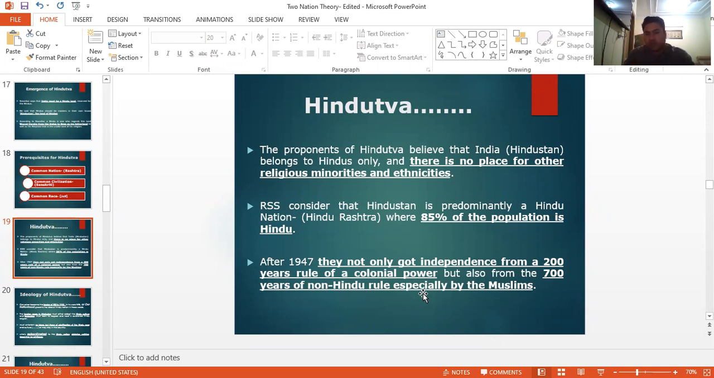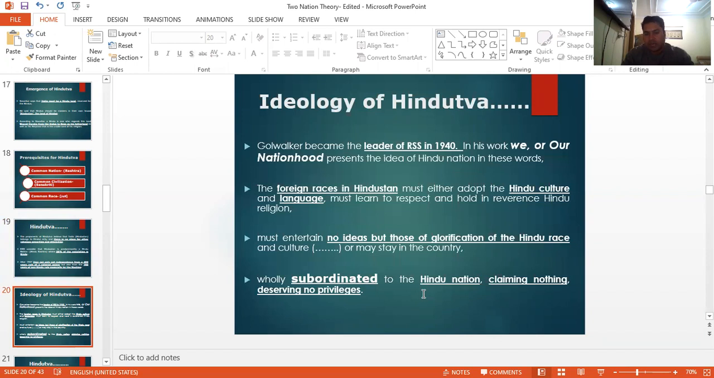The proponents of Hindutva also believed that after 1947 they not only got independence from 200 years of rule by the colonial power, the British, but also from 700 years of non-Hindu rule, especially by the Muslims. So this extreme ideology was a threat for the Muslims of the subcontinent, and it was inevitable for them to find a separate homeland. There was no point of living in India with Hindus because their ideology was too crude, the ideology of Hindutva.